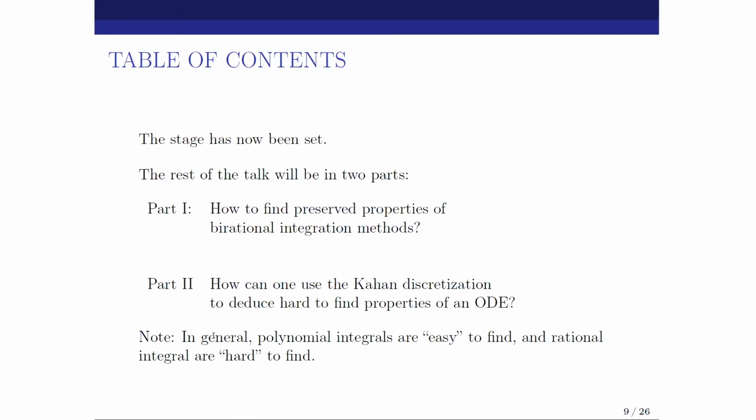The other thing I stress: I talked about, for instance, in part 2, hard-to-find properties. For the purpose of this talk, rational integrals would be hard to find, and polynomial integrals easy. The reason being that finding polynomial integrals is a linear problem, linear in the coefficients of the polynomial, whereas rational is a non-linear problem. But to make a long story short, this talk is going to turn finding the rational integral also into a linear problem. That's sort of the crux of the matter, which we can do for the discretization, but not for the differential equation.